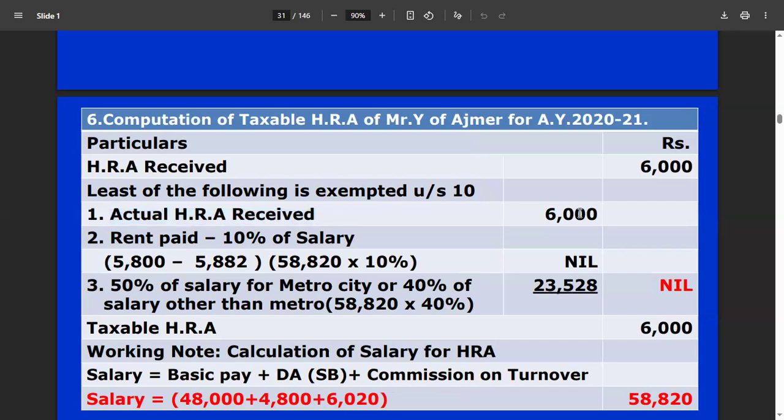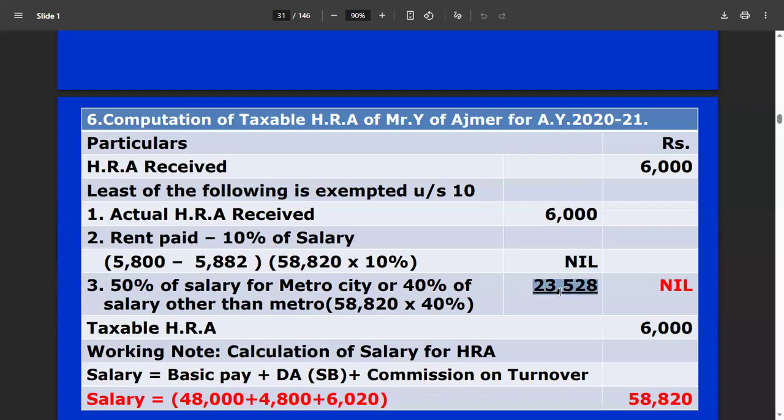Then actual HRA is 6,000. Rent paid minus 10% of salary. Now salary will be basic plus DA plus commission, so total salary will be 58,820. So 10% of it will be 5,882. So rent paid is 5,800 minus 5,882, so it is zero. Then 50% of salary, or 40% because Ajmer is non-metro. I will deduct 40%, so it is 23,528.